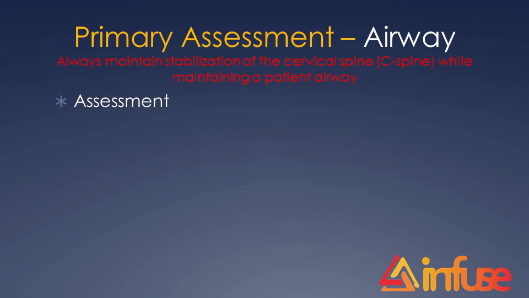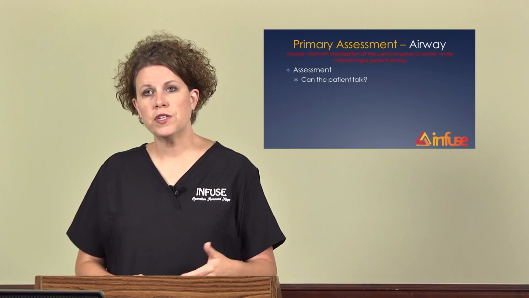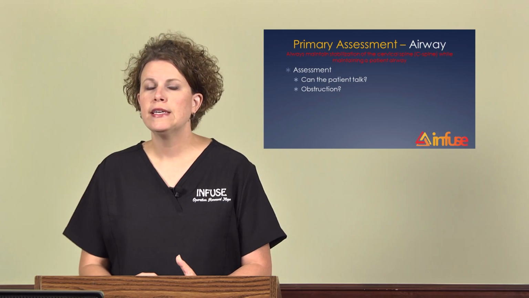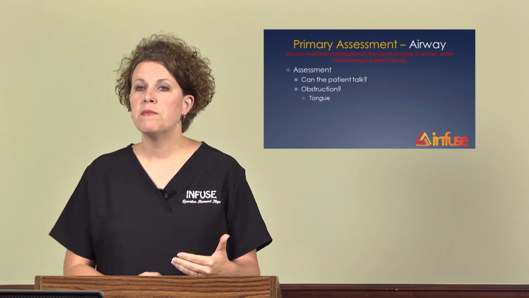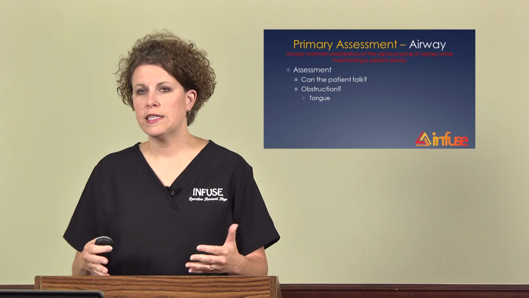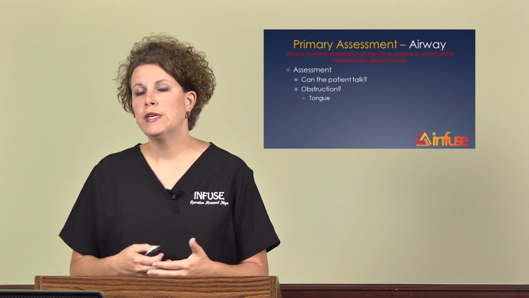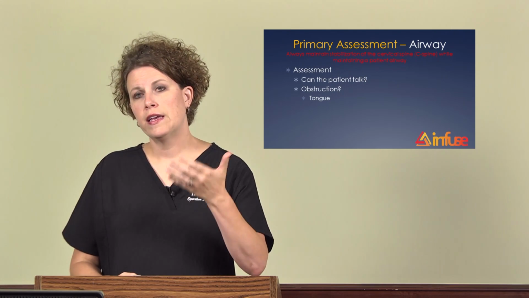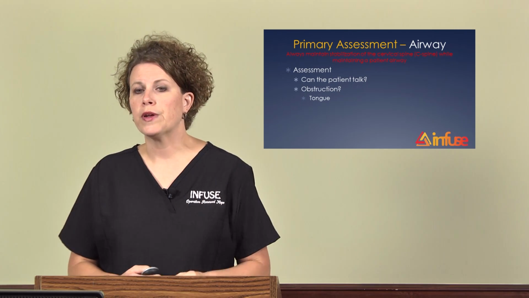So with assessment of the airway, I first want to know, can the patient talk to me? If the patient can talk to me, then that gives me a lot of information to know how well they can breathe. If you can't talk to me, then you probably aren't able to breathe very well. Also with airway, we want to consider, is there an obstruction? One obstruction could be the tongue. Maybe the patient has had an insect bite or a bee sting that they're allergic to, and now their tongue is swelling because of anaphylaxis, and that tongue can get in the way of being able to breathe appropriately.